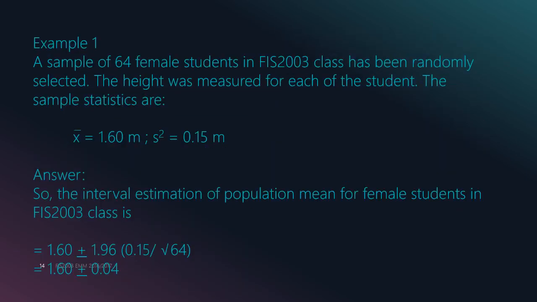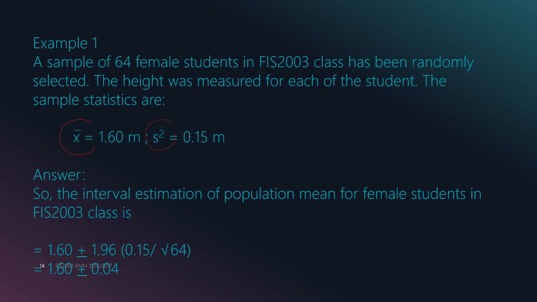Okay, another example. A sample of 64 female students in the FIS 2003 class has been randomly selected. The height was measured for each of the students. The sample statistics are: sample mean 1.6 meter and sample variance 0.15 meter.